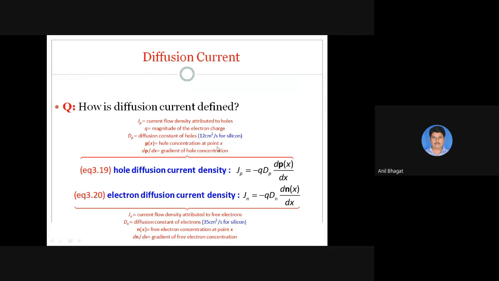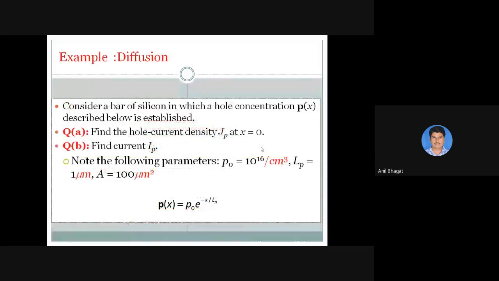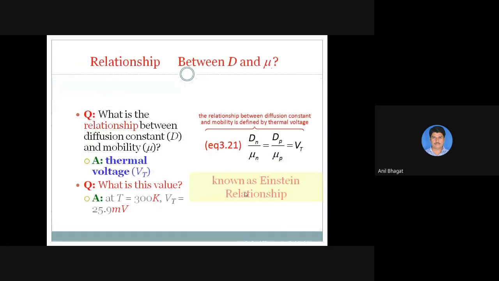So the formula for Px, the hole concentration at point X, is Px equal to Po multiplied by e raised to minus x divided by Lp. Lp is given, x is given, and Po is also given. With the help of this formula you calculate the Px value and note down that value in your formula. And now just calculate the actual diffusion current density in your problem, right?